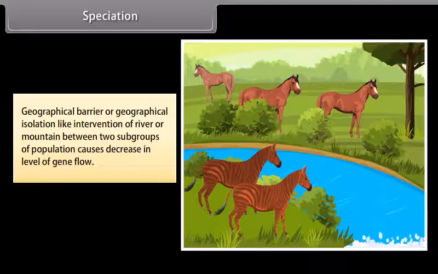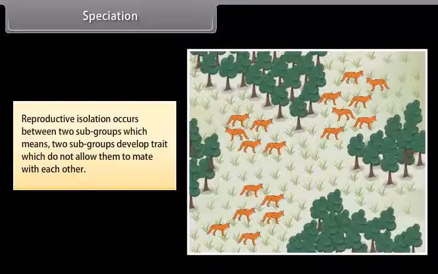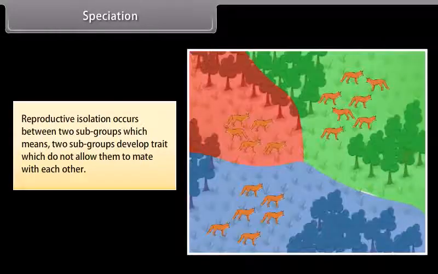Geographical barrier or geographical isolation, like intervention of river or mountain between two subgroups of population, causes decrease in level of gene flow. Reproductive isolation occurs between two subgroups, which means two subgroups develop traits which do not allow them to mate with each other.